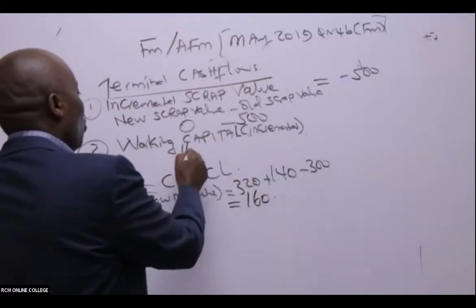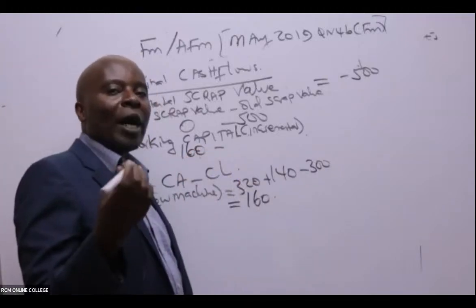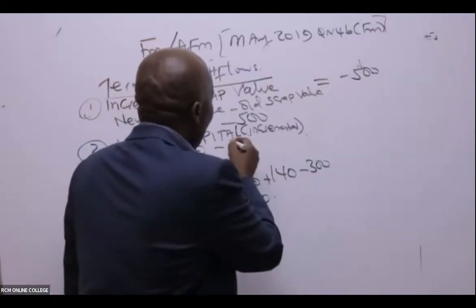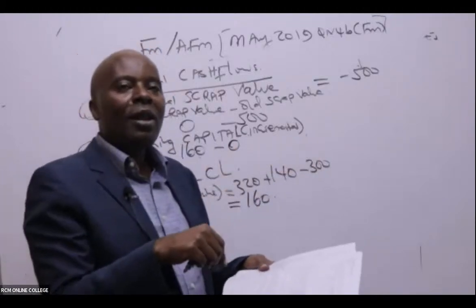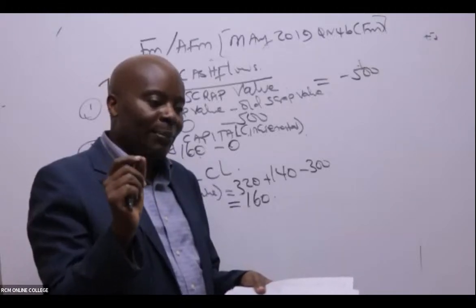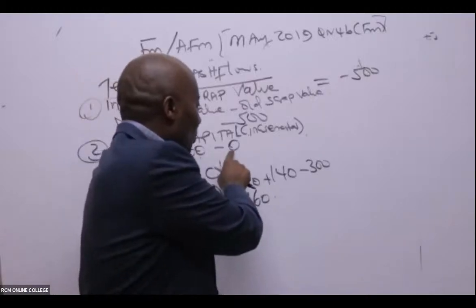So then this will be 160 minus... they haven't given me working capital for the old machine. In most cases, they give you. But here, of course, it's justifiable because they have given me an increase in working capital. So whatever we have is an increase, but there's no problem. Just say this is 0.